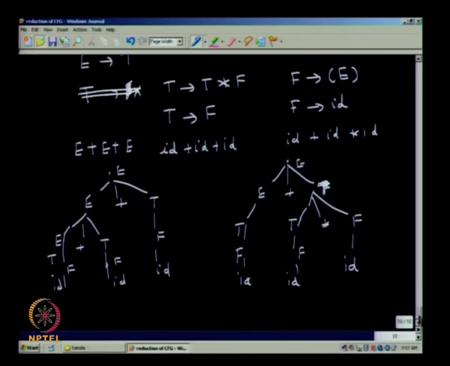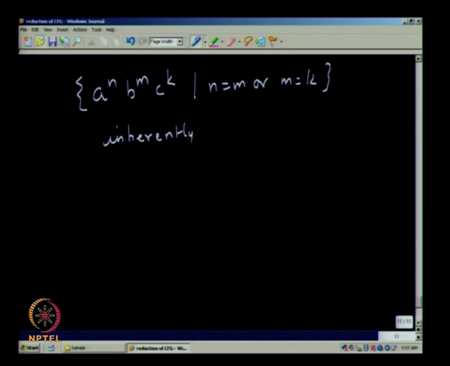There are, as I mentioned, inherently ambiguous languages like a power n, b power m, c power k, where n is equal to m, or m is equal to k. Such languages are inherently ambiguous. We have already noted that given a context free grammar, it is undecidable to find out whether it is ambiguous or not. But if a language is a bounded language, what is a bounded language?